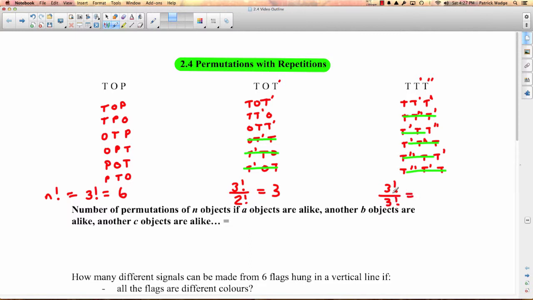Hey, that's exactly the same as each other. 3 factorial is 6, 3 factorial is 6, 6 divided by 6 is 1. And that's exactly right. There's only one thing you can get if you start with t, t, and t. So, if that confuses you, here's the formula.